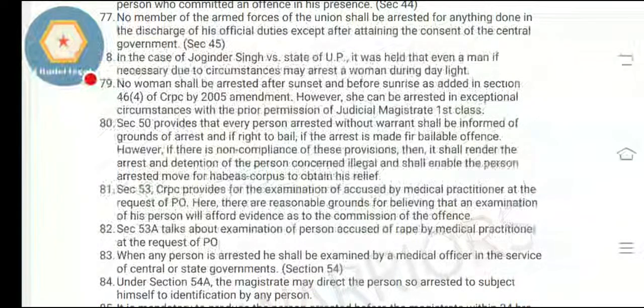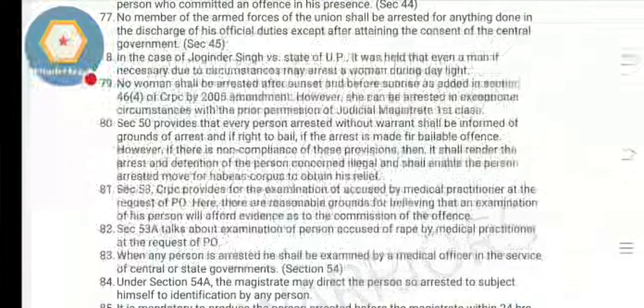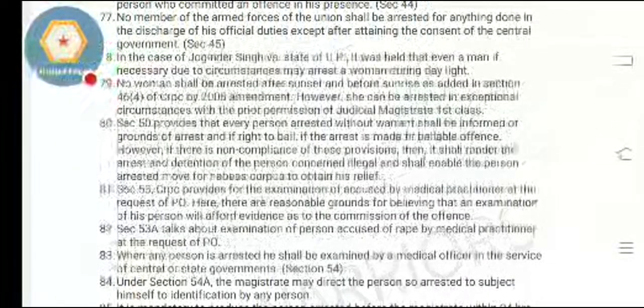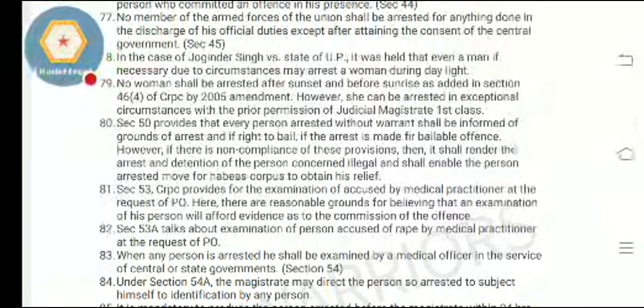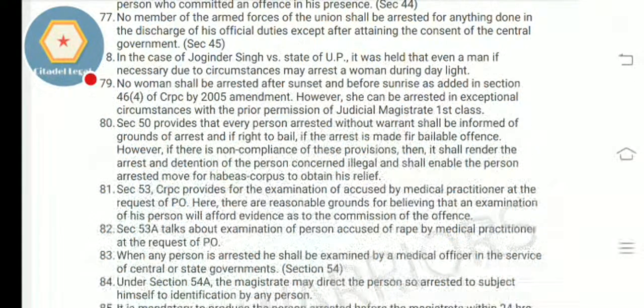However, if there is non-compliance of this, then it shall render the arrest and detention of the person concerned illegal and shall enable the person arrested to move for habeas corpus to obtain relief. Very, very important: if these provisions have not been complied with, then the person will be entitled to move a writ petition of habeas corpus before the Honorable High Court for illegal detention. That is point number 80.